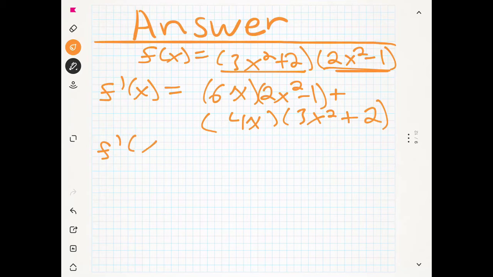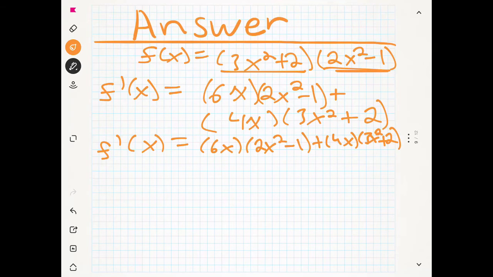All right, so let me write that. Let me just make it a bit neater. It's equal to 6x times (2x squared minus 1) plus 4x times (3x squared plus 2). All right, so there we go. And now it's very basic from here, very downhill. All we're going to do now is open the brackets, multiply stuff together and simplify it.